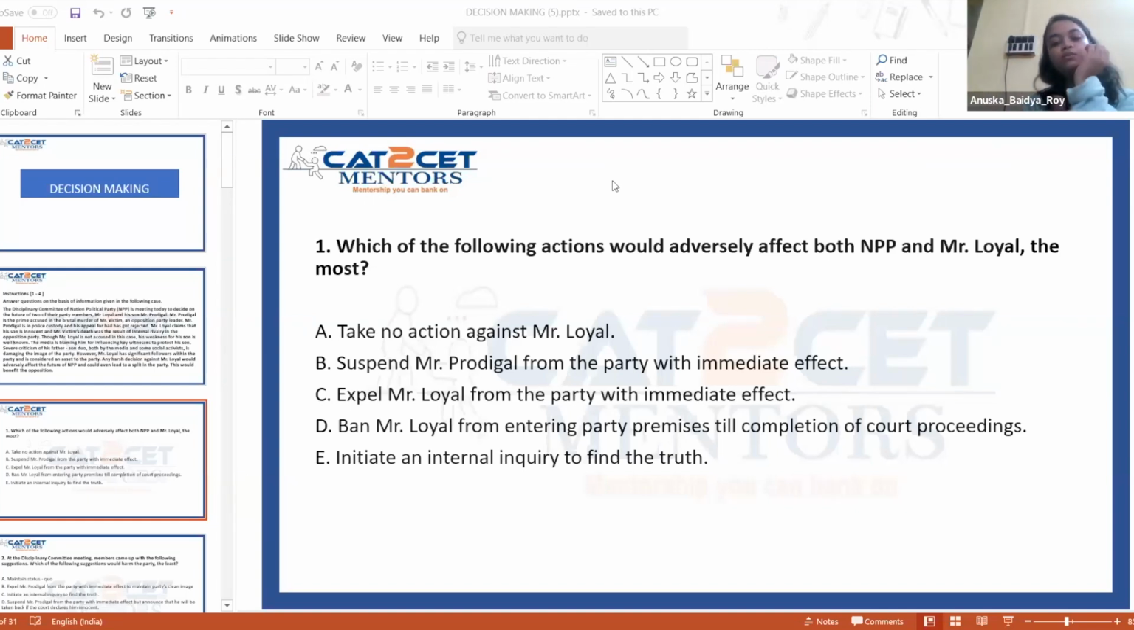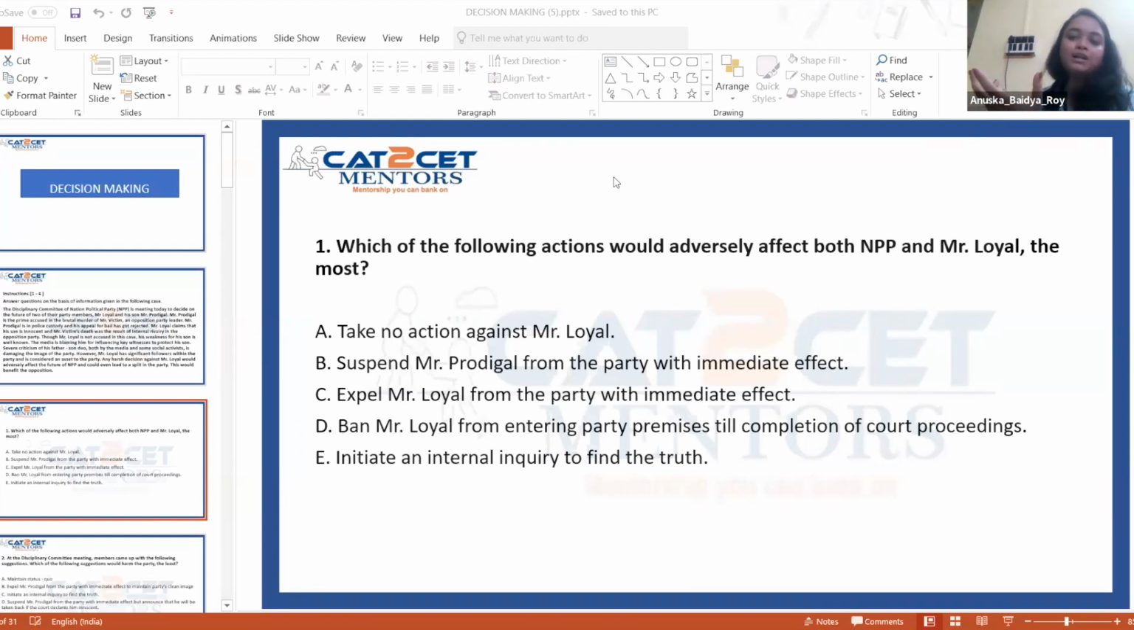Now let's move to the next option: suspend Mr. Prodigal from the party with immediate effect. If we do that, what possible adverse things happen? For Mr. Loyal, his son is getting suspended from the party. This is an indirect loss to Mr. Loyal. I mentioned a rule to you guys that direct effects are always of greater importance than indirect effects. So if Mr. Prodigal, the son, is suspended, it is an indirect adverse effect to Mr. Loyal. Is that clear? And what is the adverse effect on the party?